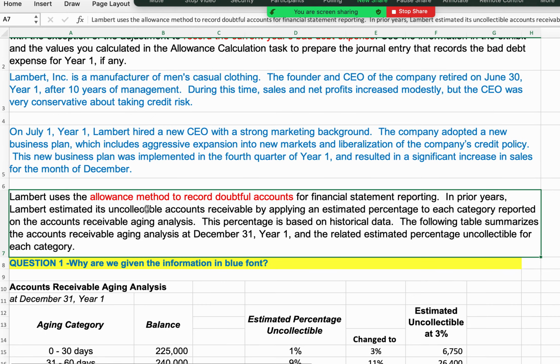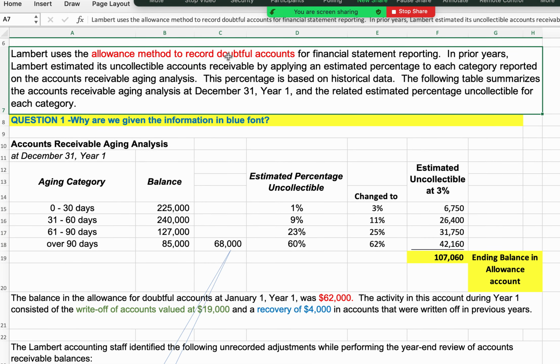In this case, the company uses an allowance to record its doubtful accounts. Now, this word doubtful comes in and out of terminology. Sometimes it's called bad debt expense, and then we have allowance for doubtful accounts, or I've seen it called allowance for uncollectible accounts. Those two things mean the same thing. So it's even here, allowance to record doubtful accounts, and then down here, in the same company, they're talking about uncollectible accounts. So it's the same. They're doubtful, they're uncollectible. I think doubtful is the more current terminology because uncollectible sounds kind of definitive, like we know we're not collecting them. Okay, and the percentage of uncollectible accounts is based on historical data, based on the uncollectible accounts that we've had in the past. And here's our following table.